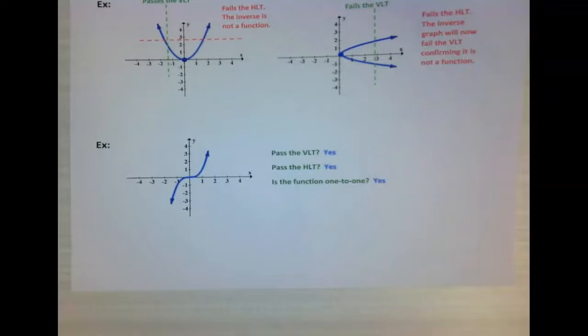All right, so that's just a real quick overview of even, odd, and one-to-one functions, things that we studied in Algebra 2.